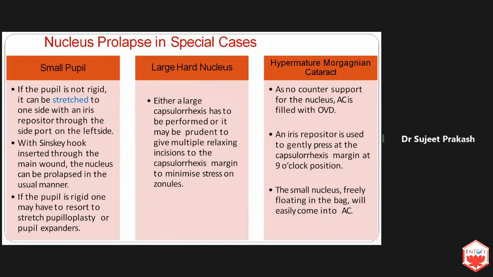techniques. In cases of a large hard nucleus, either a large capsulorhexis has to be performed, or it is prudent to give multiple relaxing incisions to the capsulorhexis margins, so as to minimize the stress on the zonules and decrease complications. As to hypermature cataract, there is no counter support for the nucleus, so the AC is filled with OVDs, and an iris repositor is used to gently press at the capsulorhexis margin, and the small nucleus which is floating in the back comes into the anterior chamber.